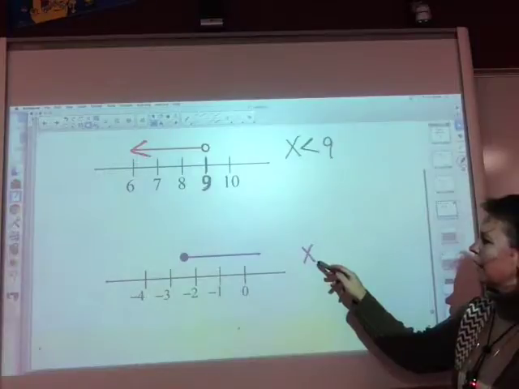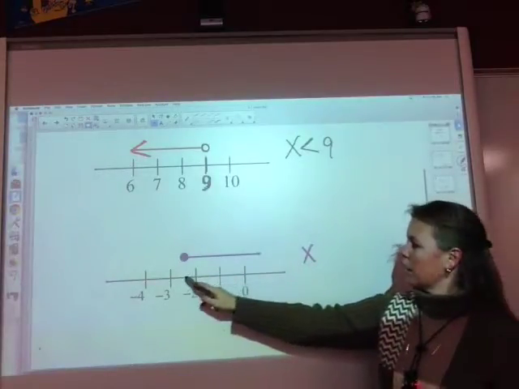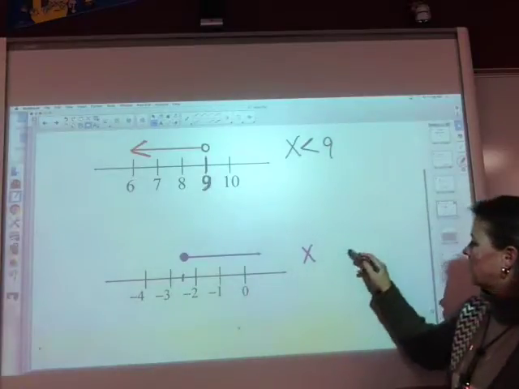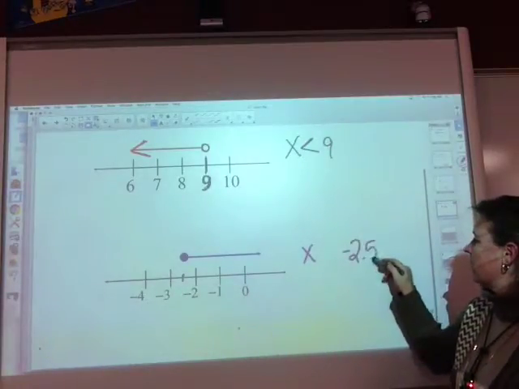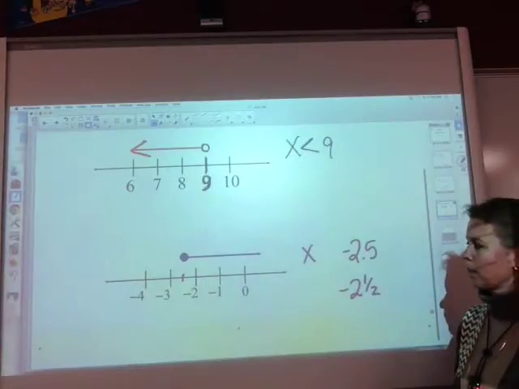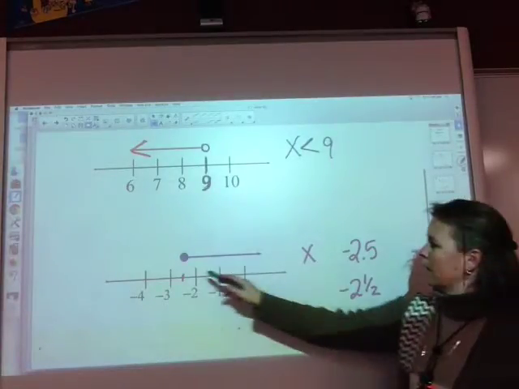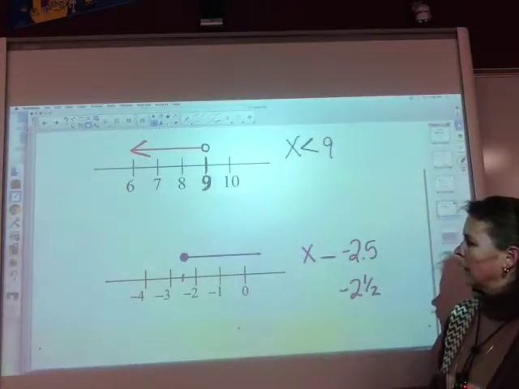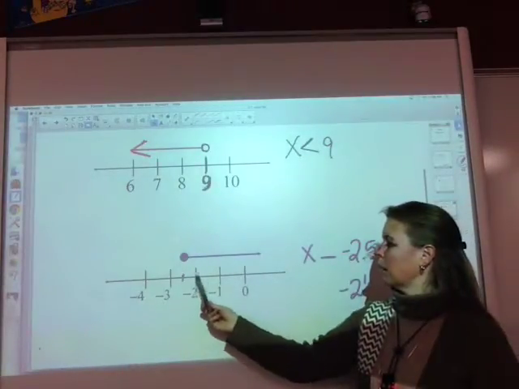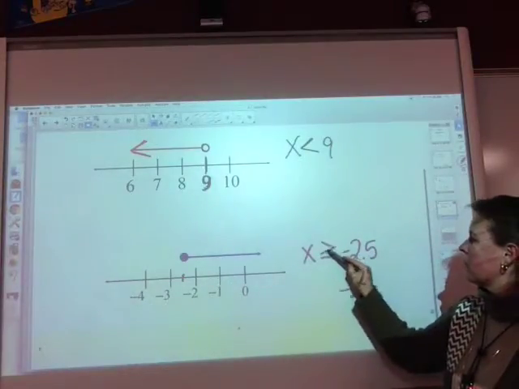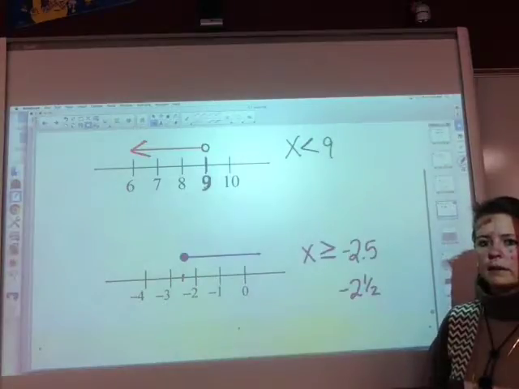I'm using the variable x. I'm going to go with the number here, halfway between -2 and -3, which is -2.5, or -2 and a half if you chose to go with a fraction. It does have a closed circle, so I'm going to underline. And all of the numbers are getting bigger. -2 is bigger, -1, 0, 1, 2. They keep getting bigger and bigger and bigger, which is an arrow going to the right.